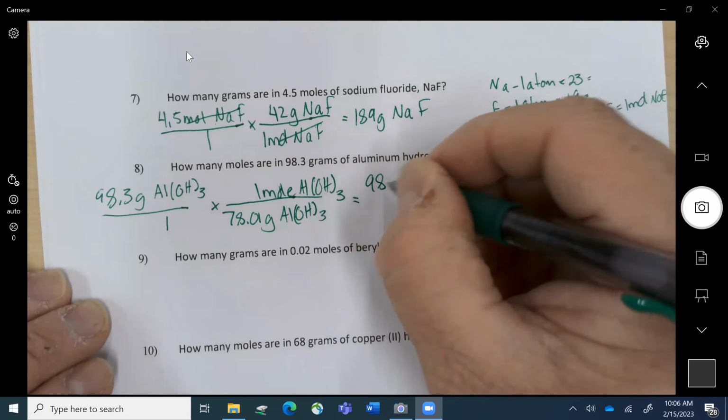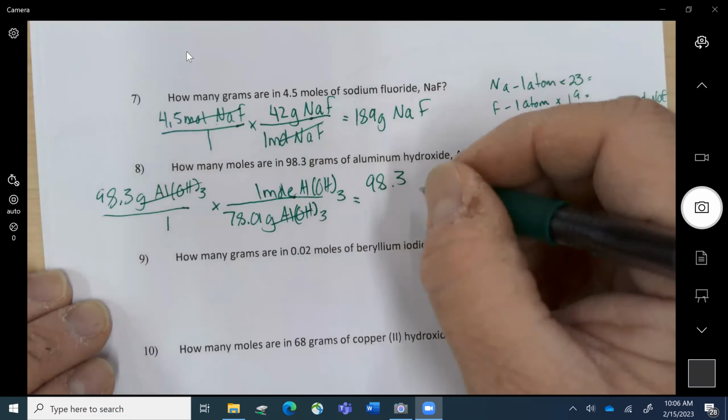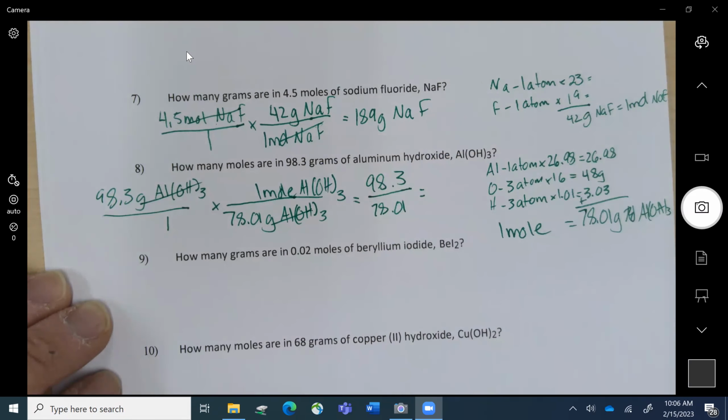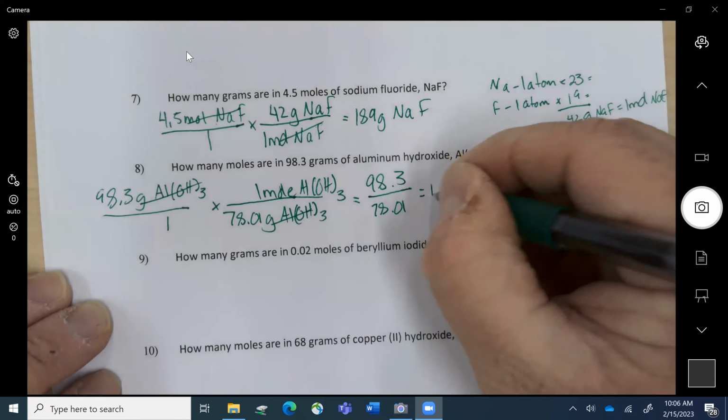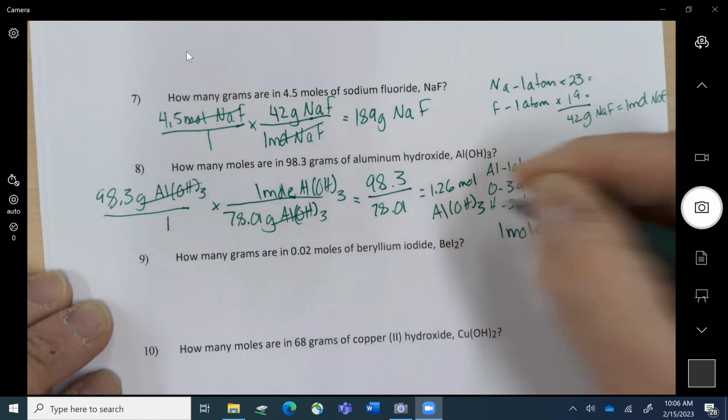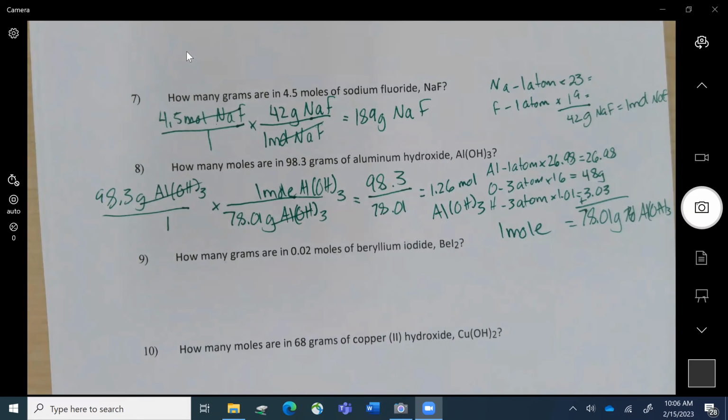So now we have 98.3 up top. Cancel off your units, and you have 78.01 on the bottom, and you divide them. 98.3 divided by 78.01 is going to be 1.26 mole of Al(OH)3. All right, well, that's stoichiometry in the introductory part of it. So now let's go ahead and move on and do some of the harder types of examples and how they work.